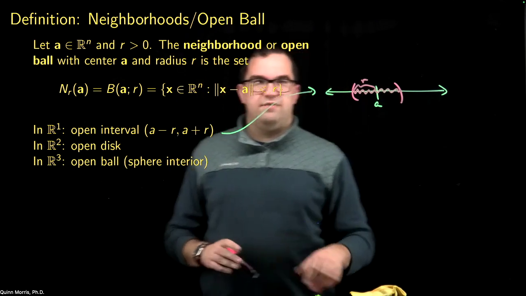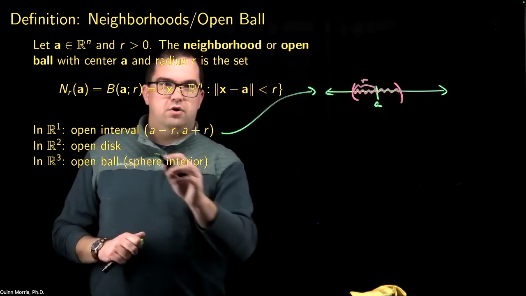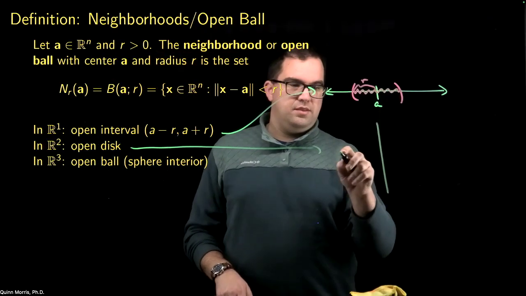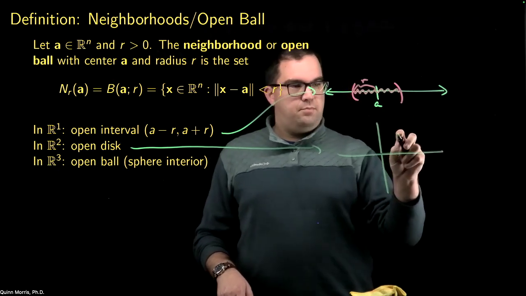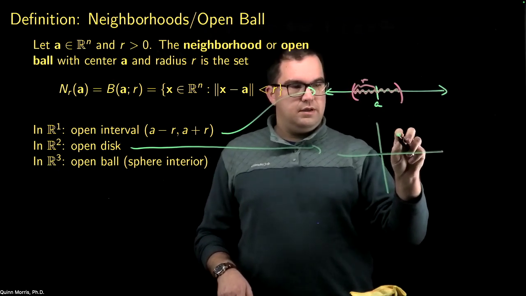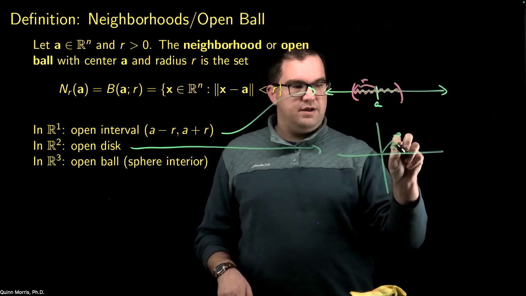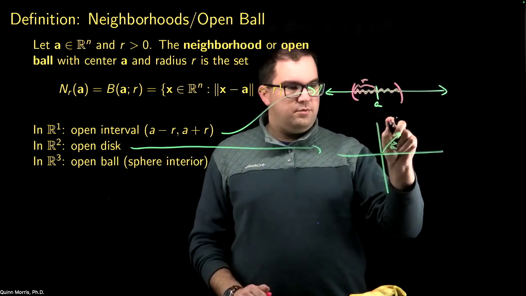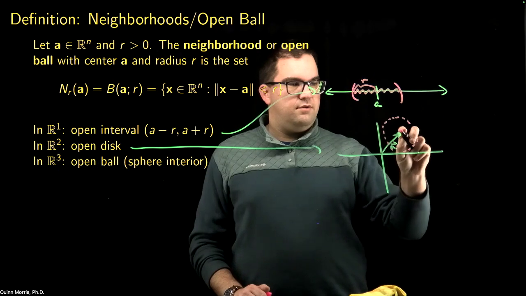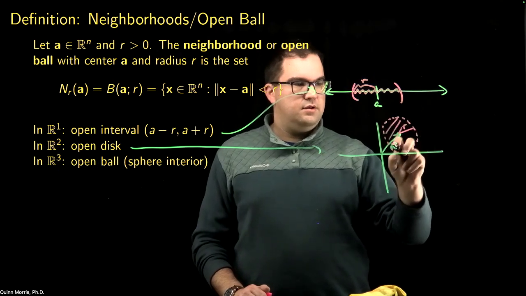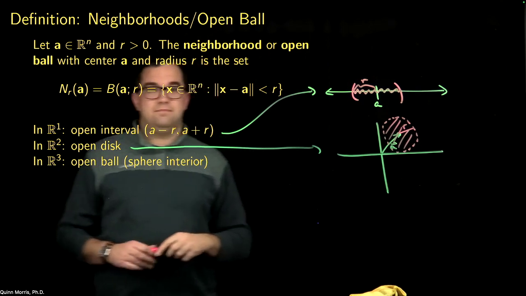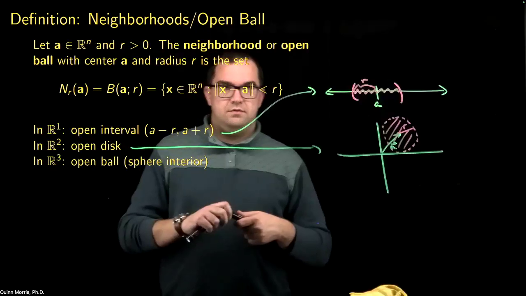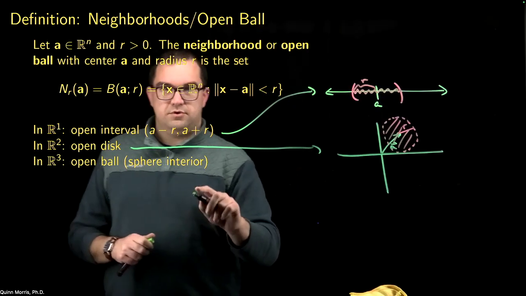But if I switch and move, say, to R2, what's that going to look like? Well, now I'm in the plane. I'm in R2. I have some point A. I can think about representing that by this vector A. But I'm thinking about this point, and then I'm looking at all the vectors that are within R. So this gives me an open disk in the plane centered at A. Now, if I move up to R3, draw this down here.